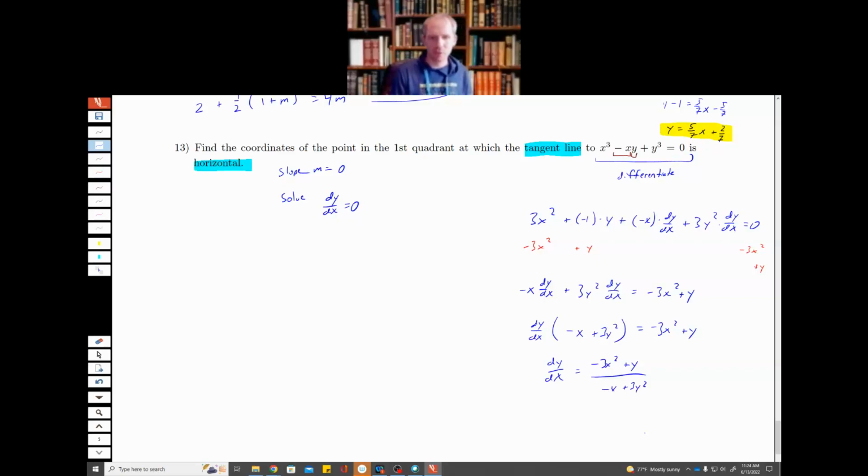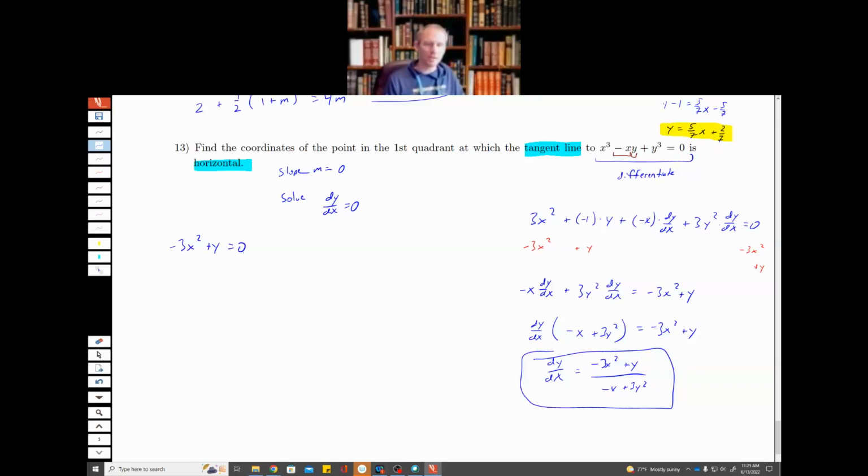Okay, so that's the derivative dy/dx. We just said that if I want to find where I have a horizontal tangent line, that's where the slope is 0, so that's going to be where the derivative is equal to 0. I now have a formula for the derivative, so I'm going to set that equal to 0. A fraction is going to be equal to 0 when the numerator is 0, so what I'm really doing is solving negative 3x squared plus y equals 0.